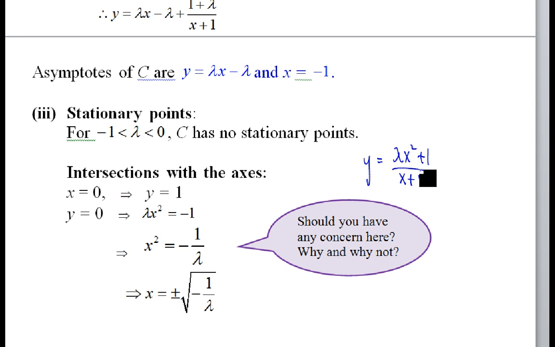Is it correct? Can I square root -1 over lambda? Yes or no? Think. Look up, don't look down, look up. Can we square root -1 over lambda? Some yes, some no. Yes. So don't be worried when you say, hey, I reject, no, square root of a negative number. Very tricky. You know what I'm saying? Why? Because lambda, look here, lambda is negative. So I can square root -1 over lambda.